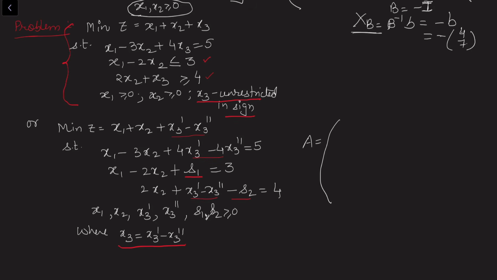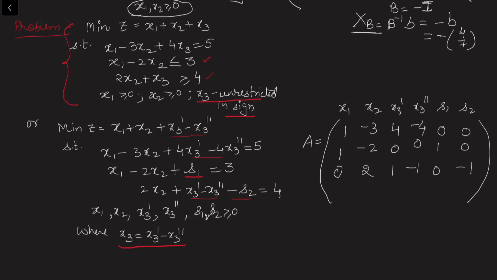So in the coefficient matrix, this is corresponding to x1, x2, x3 dash, x3 double dash, s1, and s2. Now we see in x1 we have 1, 1, 0, corresponding to x2 we got -3, -2, 2, and the remaining columns are these. Now here you can see that the ready identity is again missing. We do not have a ready identity column. So again we cannot construct the first simplex table.